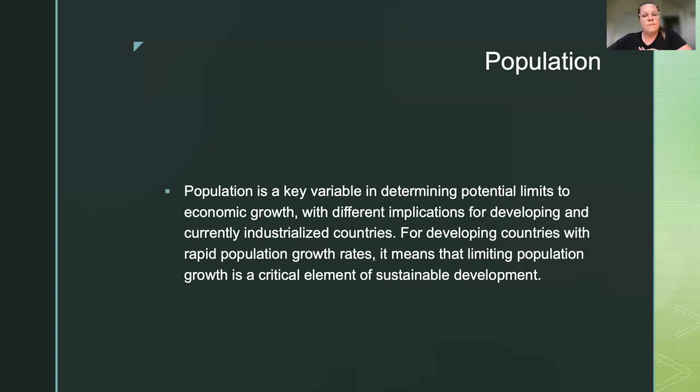This has very different implications for the developed world versus the developing world, those who are currently industrialized and those who are still industrializing. For developing countries, they have the most rapid population growth rate, which means that they have an even stronger limiting factor on their growth and how that growth is going to happen in a sustainable way. So let's think more about this.